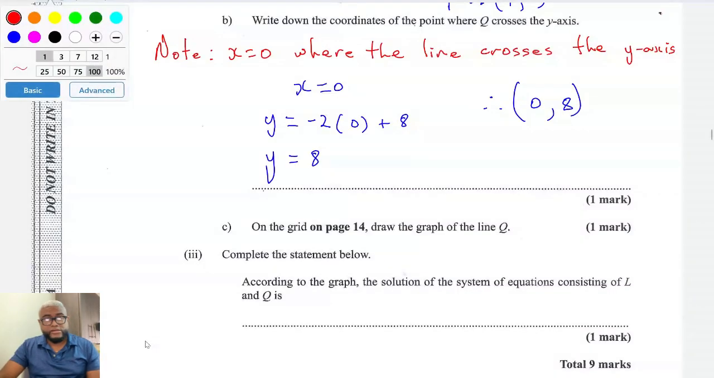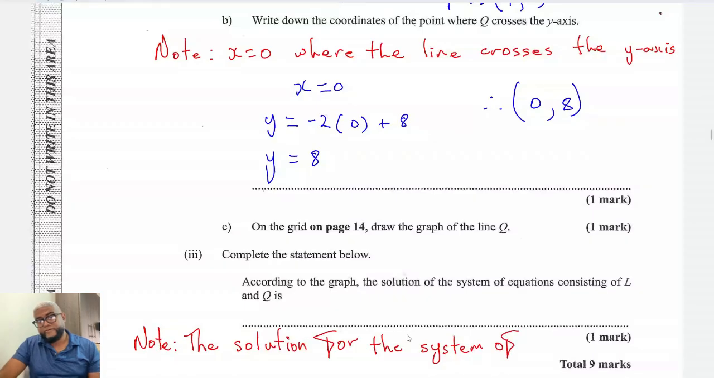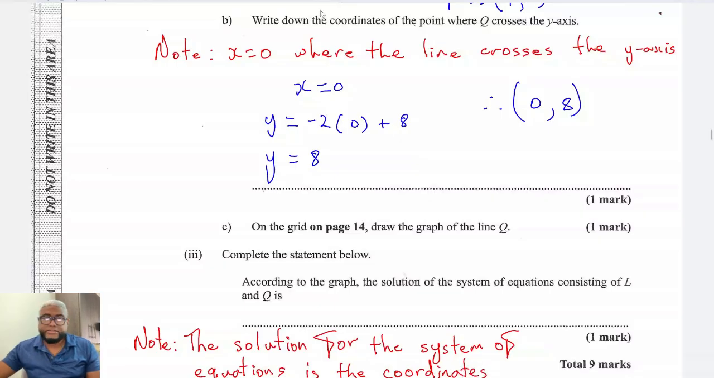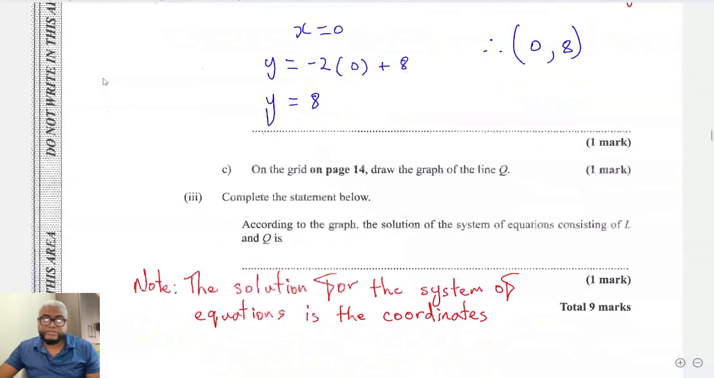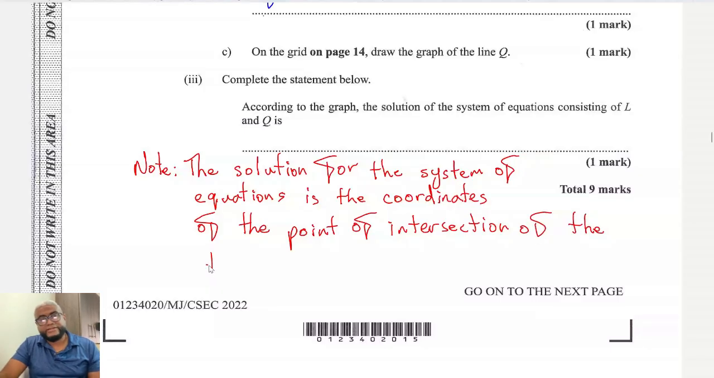So the solution for the system of equations is the coordinates of the point of intersection of the two lines.